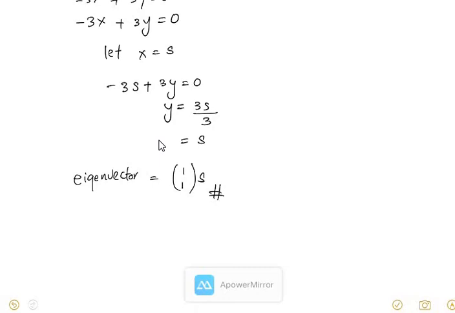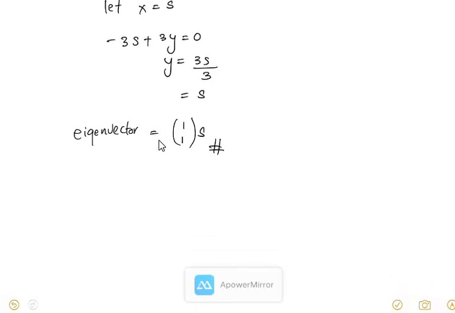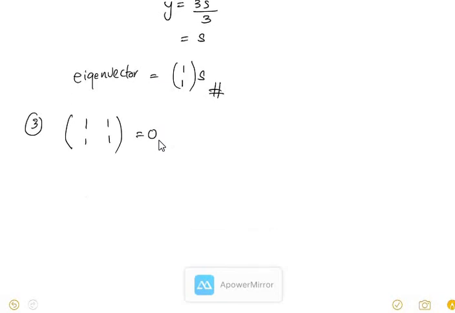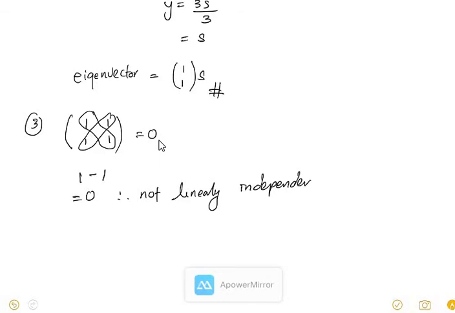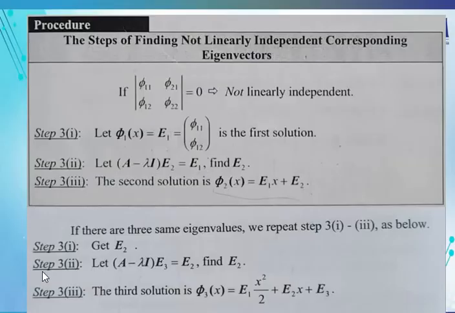Okay, the third step is to check whether the eigenvectors are linearly independent or not. So in the third step, you have 1, 1 and 1, 1 equal to 0, and then 1 times 1 minus 1 times 1, so you get 0. This means that they are not linearly independent. When not linearly independent, you would need to follow this step.